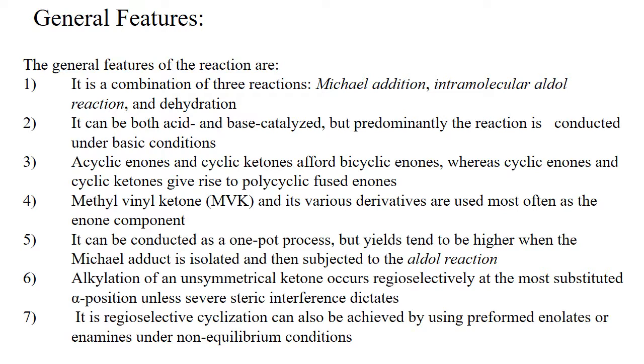Alkylation of an unsymmetrical ketone occurs regioselectively at the most substituted alpha position unless severe steric interference dictates otherwise.